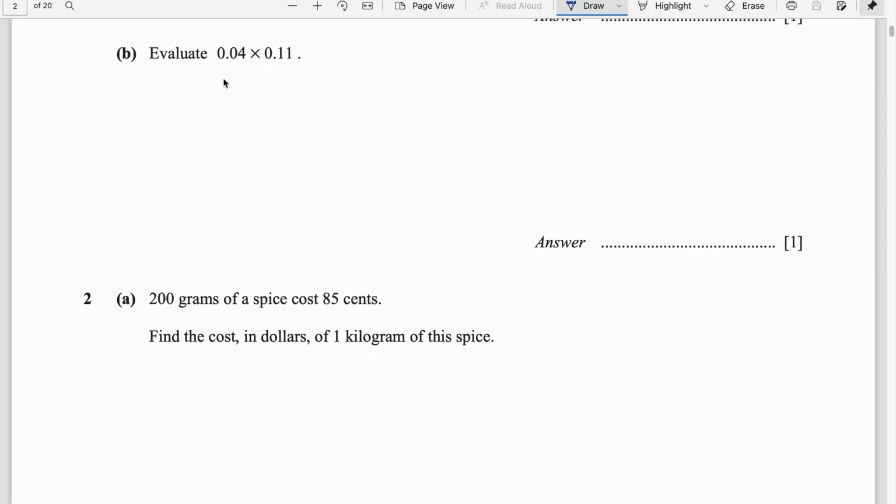Evaluate. So 4 by 100 times 11 by 100. 4 times 11 is 44, and 4 zeros, 10,000, making it 0.0044.